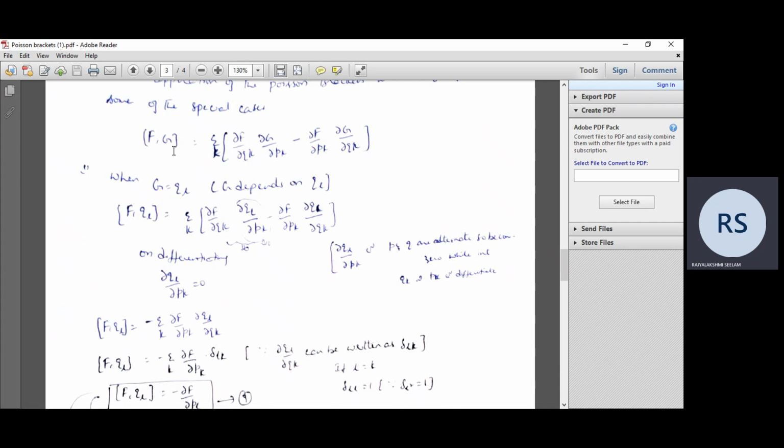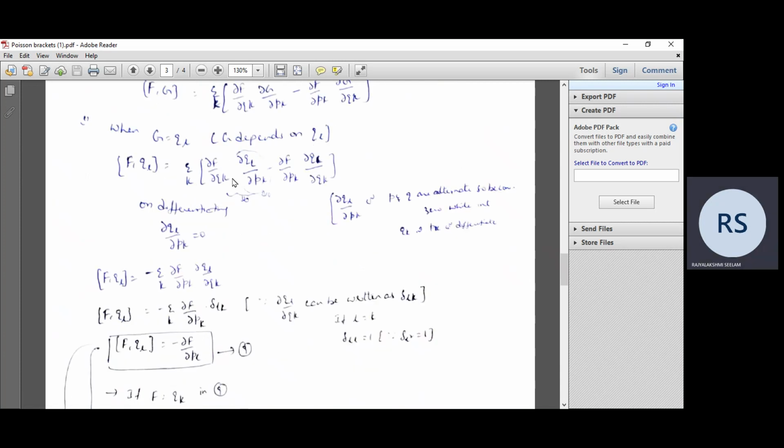When g, if we replace g with ql, what will happen? {f, ql} equals sigma k, ∂f/∂qk... We are replacing g with ql. So ∂ql/∂pk minus ∂f/∂pk ∂qk/∂ql... So here on differentiating, ∂ql/∂pk becomes 0, ∂pl becomes 0. So this term becomes 0.